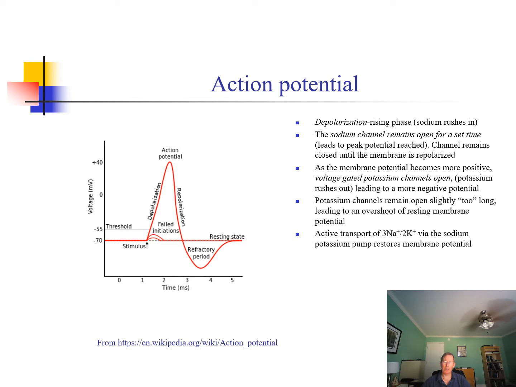Now, there'll be a little bit of overshoot as the sodium channels are closed and until the potassium channels are also similarly closed, and then you can create a refractory period during which you cannot transmit any signal. Once you've done that, there'll be the sodium-potassium ATPase pump, which will restore that initial resting membrane potential.